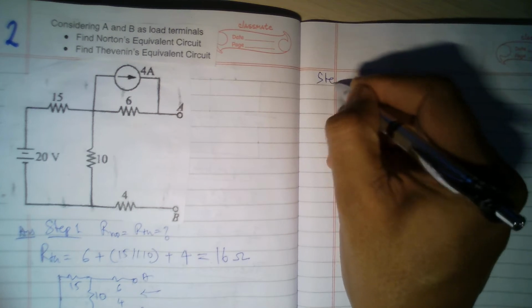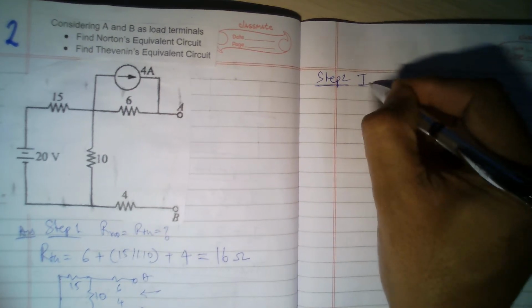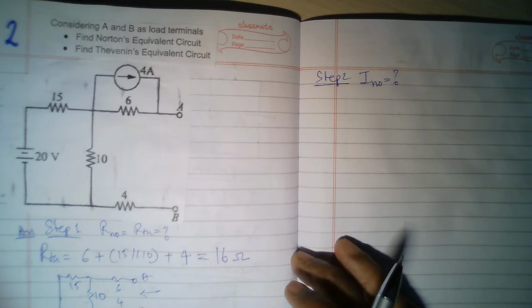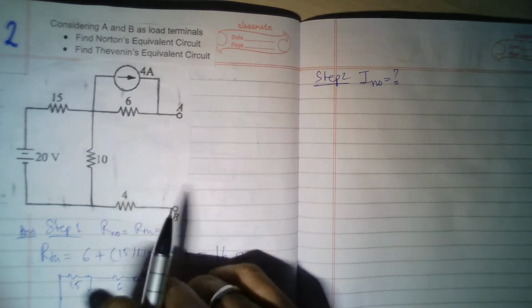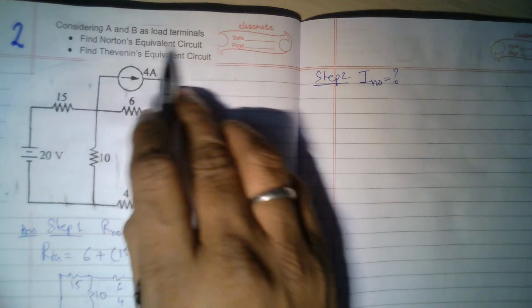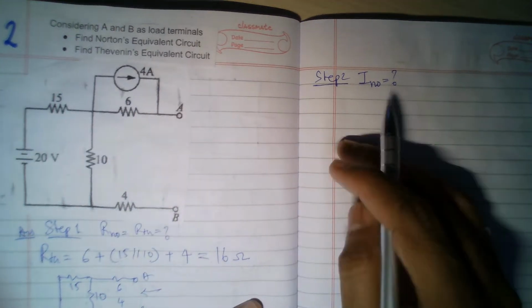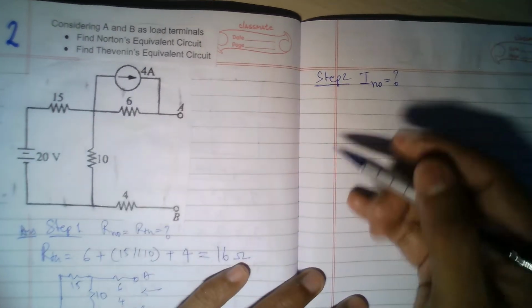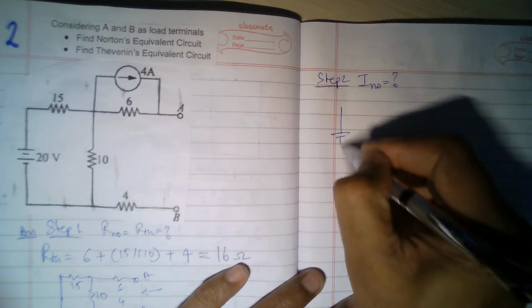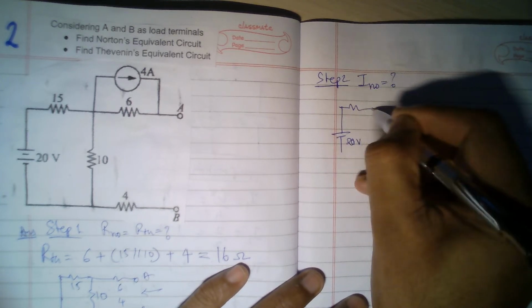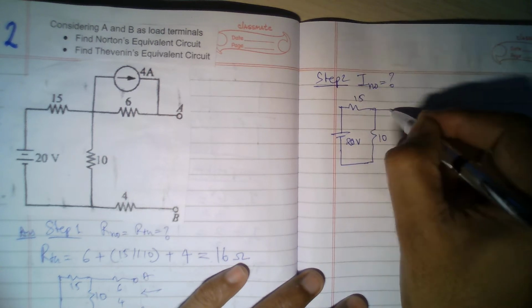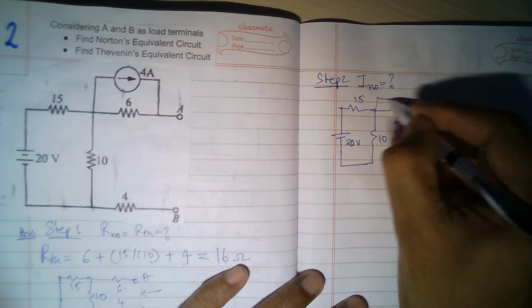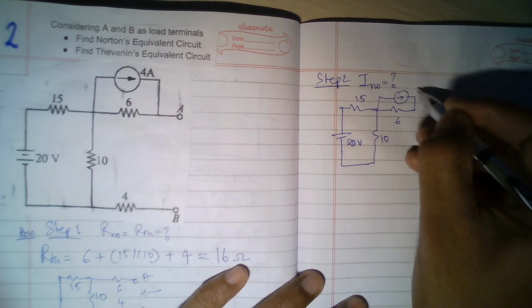So step 2. INO, Norton's current, is what? You can also find the Thevenin's voltage first, and then from that you can find the Norton's current. That also you can do. But since we are starting with Norton's equivalent first, I am doing that. What I have to do is introduce all the sources back into the picture. So I have 20 volts here, then 15 ohms here, then 10, and then 6 here, and then a 4 ampere current.